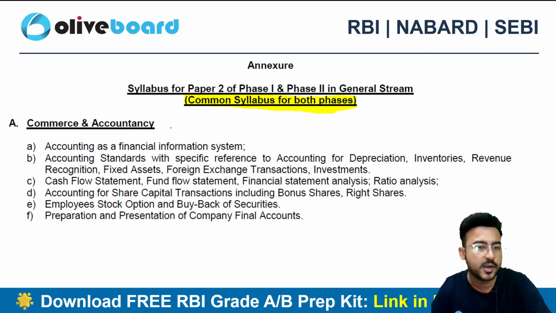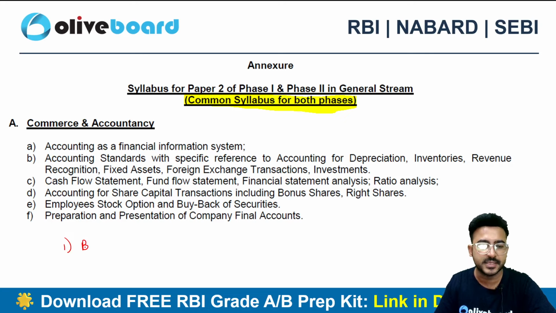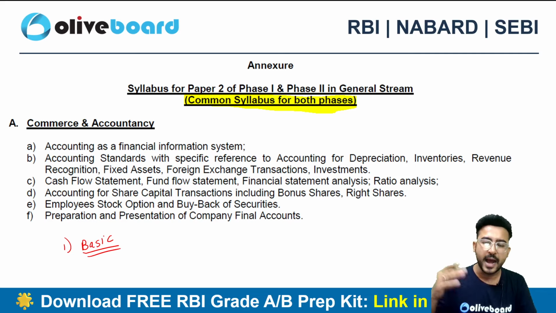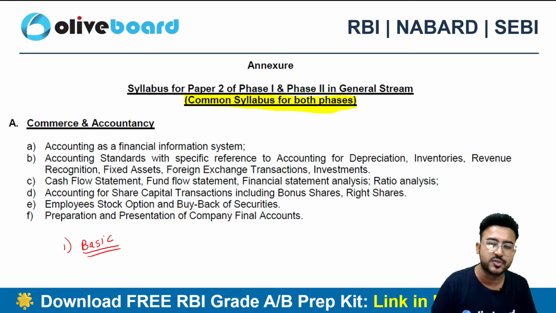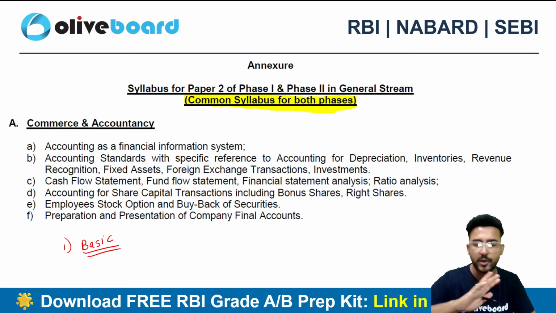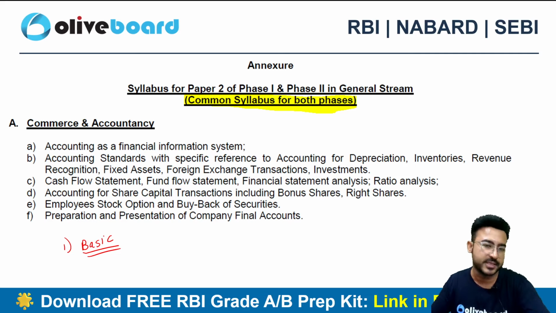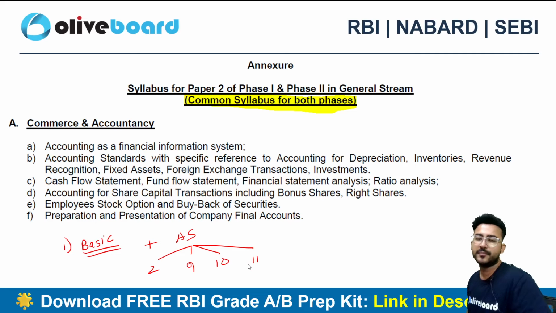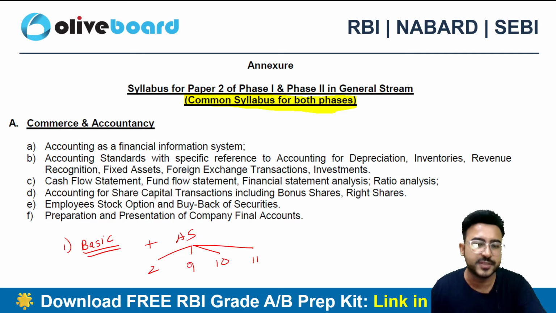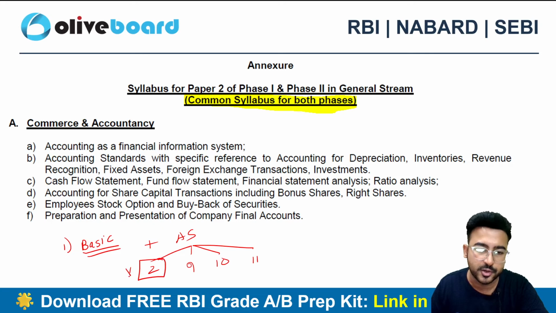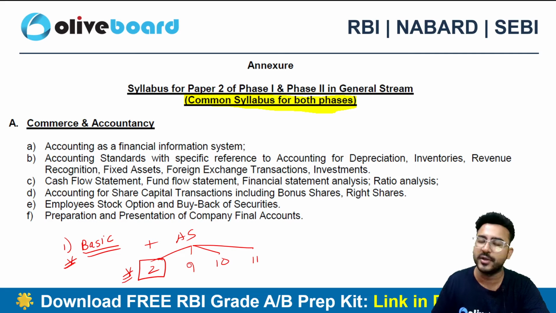If I talk about commerce and accountancy, the most important thing for you guys is the basics. Because even if you want to score high at the advanced level, first you need a very strong understanding of the basics, because without the basics you won't even be able to touch the advanced level questions, right? So basics are very essential. Then in accounting standards, specifically I'll tell you accounting standard 2, accounting standard 9, accounting standard 10, and accounting standard 11. These are the highly probable accounting standards from which they ask questions, especially accounting standard 2.